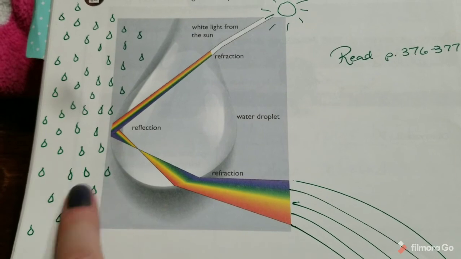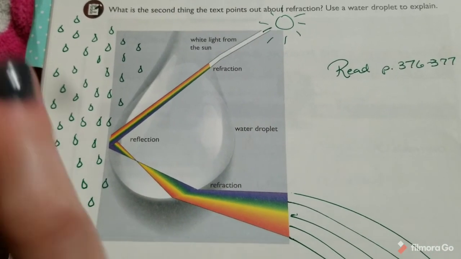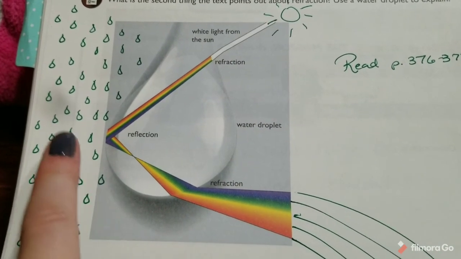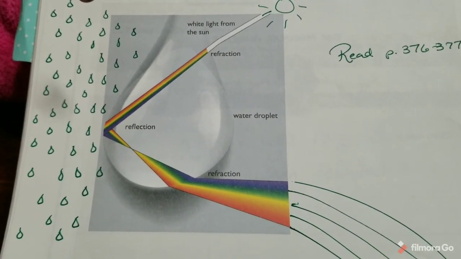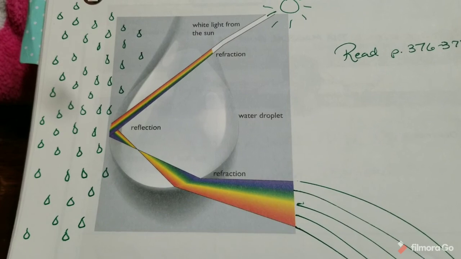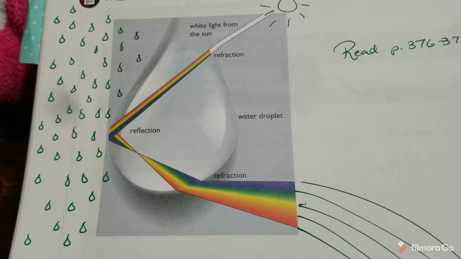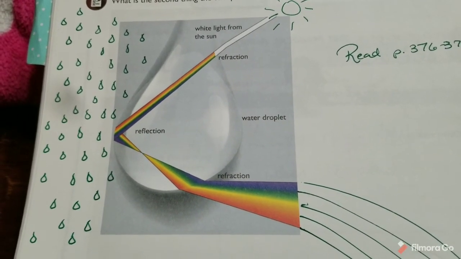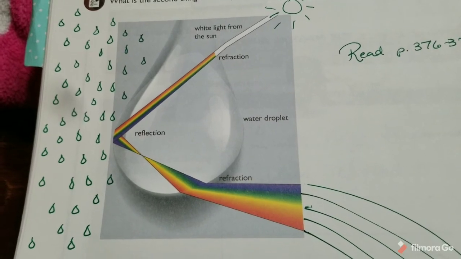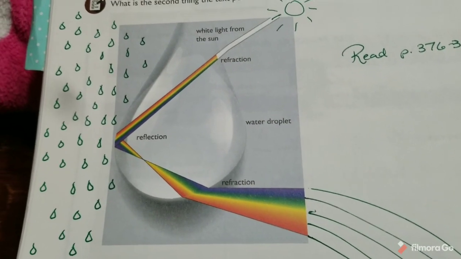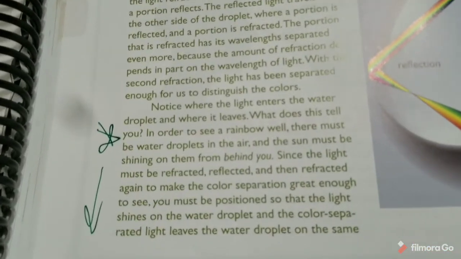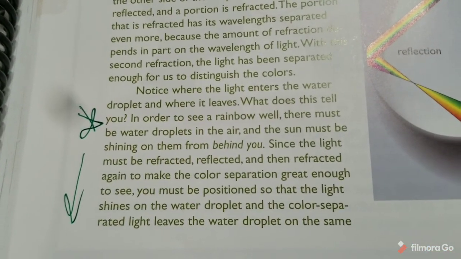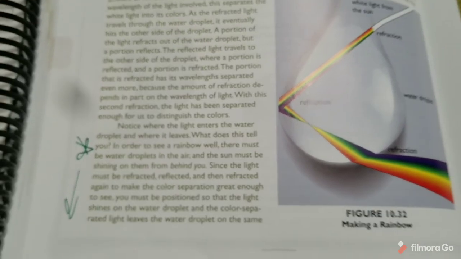And when you do that with all the raindrops, and even our spot there, I'm just kidding, it's pretending to be one of the raindrops. That is why we see such a big, beautiful, visible rainbow. And so they explain here in the book on page 376 where light enters the water droplet and where it leaves, watch it and look for it.